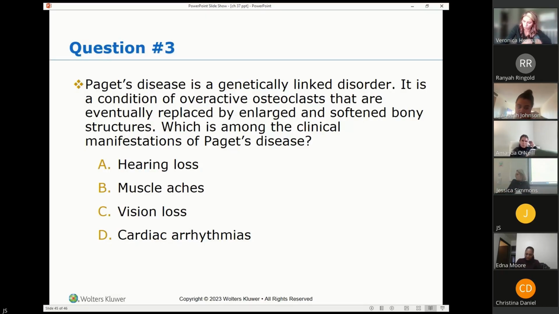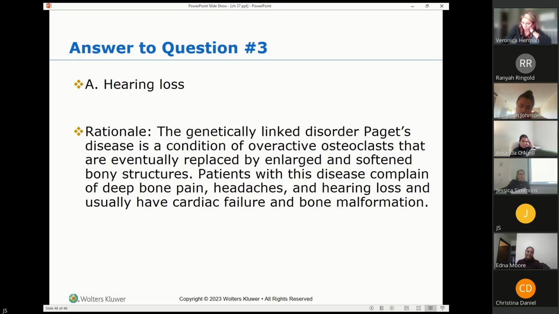Nobody? The answer is A, hearing loss. Remember, Paget's disease affects the growth of bone. So if something is affecting the little teeny tiny bones in your ears, you could lose your hearing.